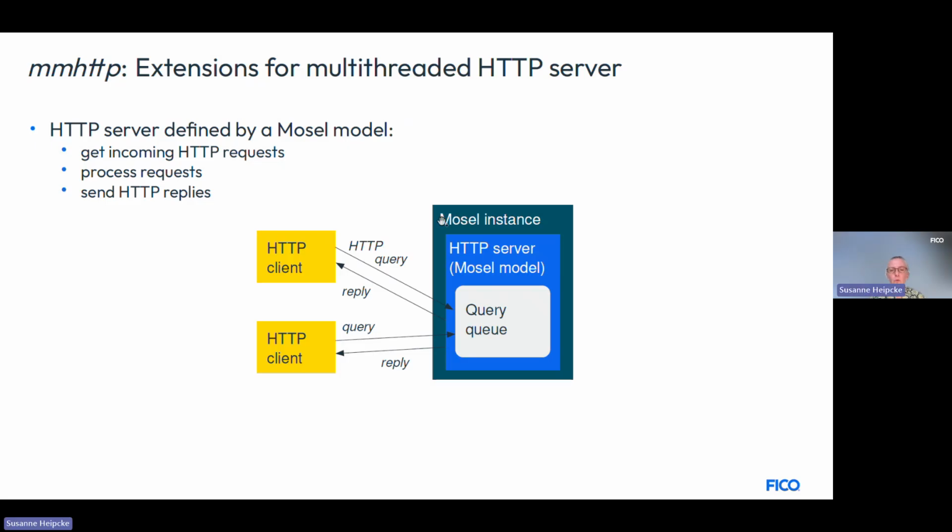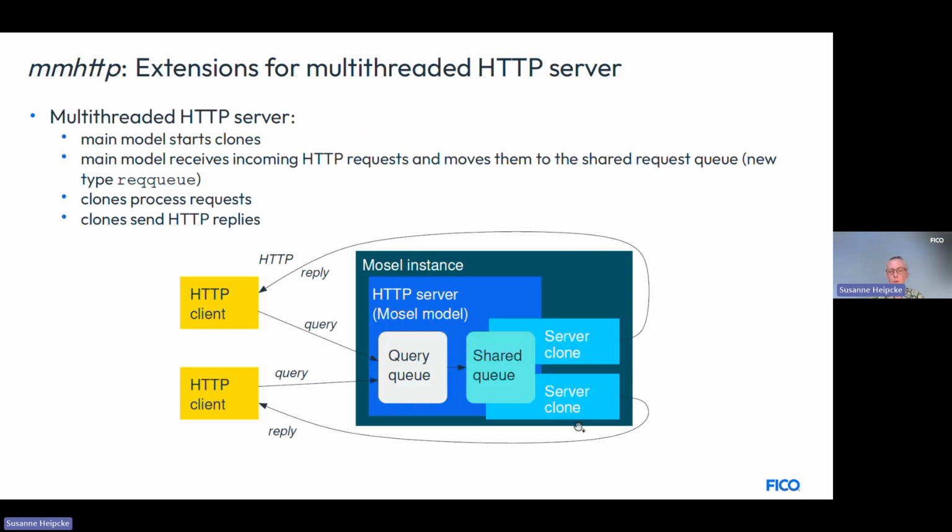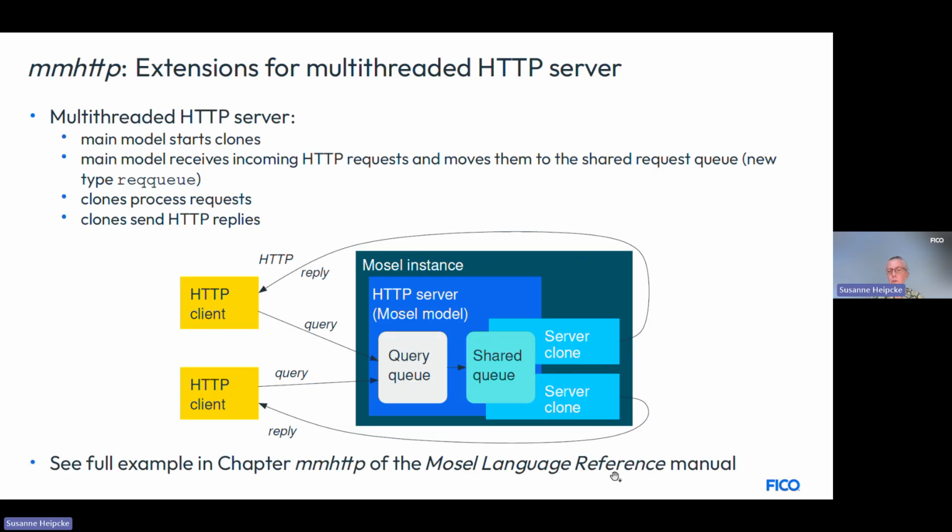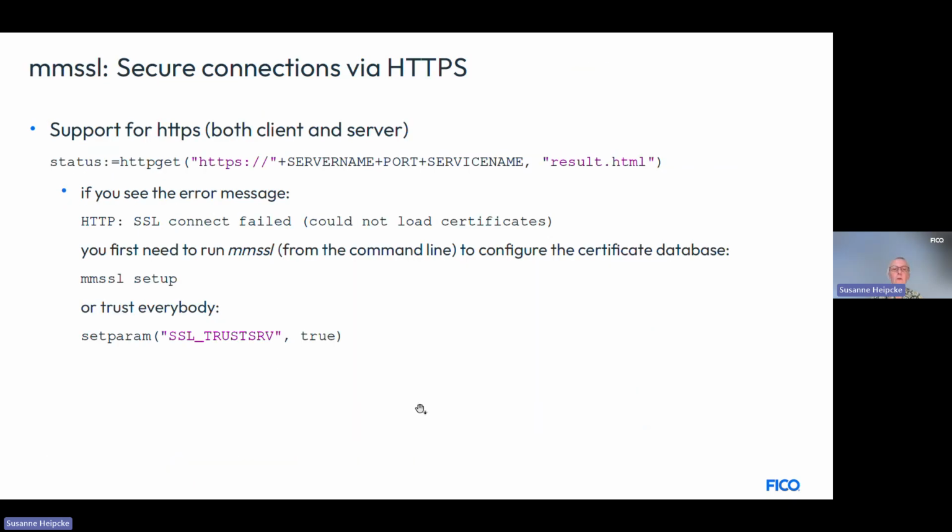In this server, while we have functionality to implement HTTP servers, there's also a special way of cloning these servers. While one server treats one incoming request at a time, we could create clones of it that share the request queue, and then each of them takes incoming requests from the queue and handles them. The full example of this one is printed and documented in the Mosel language reference manual under the HTTP chapter.